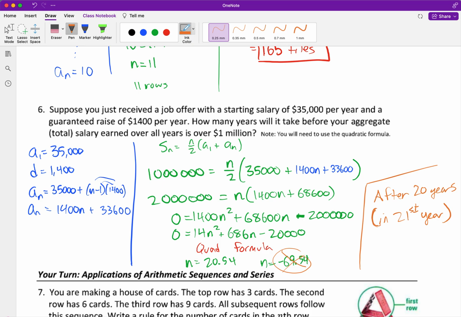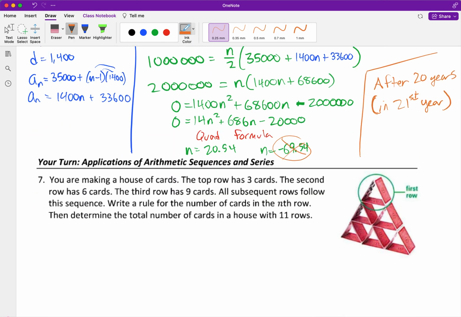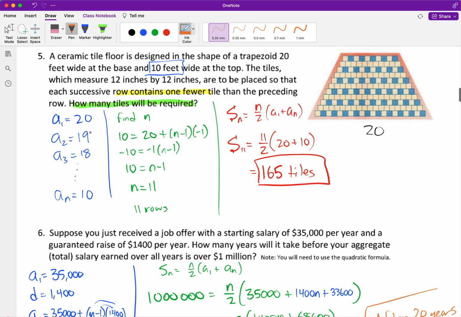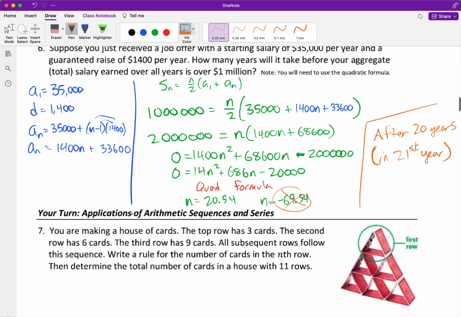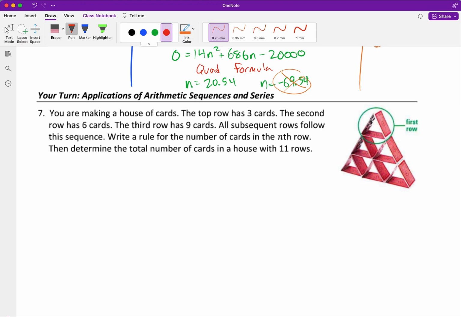Alrighty, you should pause the video and you should try the Your Turn yourself. It's got a deck of cards here. My suggestion is that you always try to write what the pattern is, like, write out the numbers to see what's going on. So that's what we did up here when I did 20, 19, 18. So then you can write your rule and go from there. Alrighty, so pause the video. I will be here when you're ready for me.